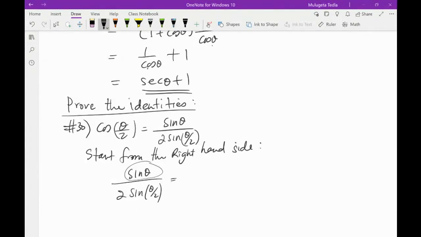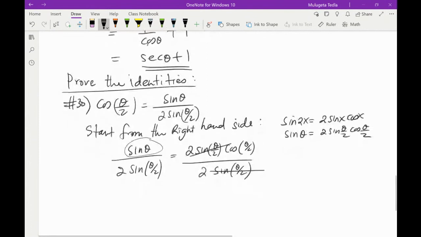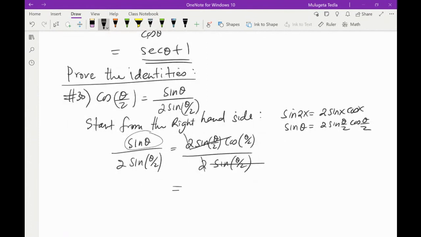See, remember the double angle formula? Sine of 2x is 2 sine x cos x. Sine of theta is 2 sine theta over 2 cos theta over 2. So if I change that into that, then there is sine theta over 2 in the denominator. I can cross out. So 2 sine theta over 2 cos theta over 2 divided by 2 sine theta over 2 was there already. I can cross that by that. So the 2's will cross out, and I will be ending up with cosine of theta over 2, which is the left-hand side.